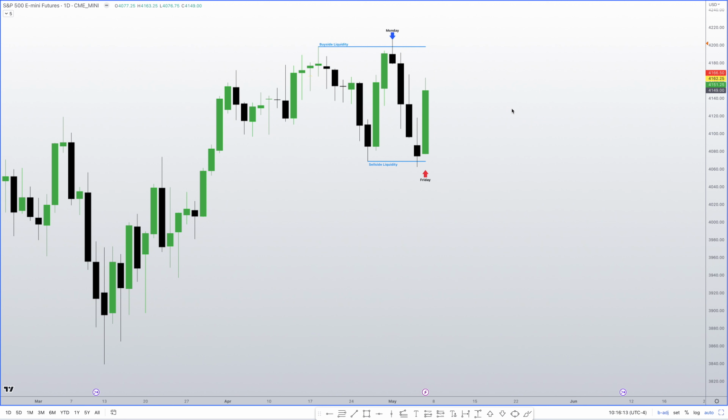Liquidity is basically where swing highs and swing lows are at. A swing high is when you have a candle that's lower to the left and lower to the right. So this would be a swing high. A swing low is the same thing, but opposite. So a candle higher to the left and higher to the right. So this is a swing low. Above these swing highs and below these swing lows is where orders are resting. So that is why it is called liquidity.